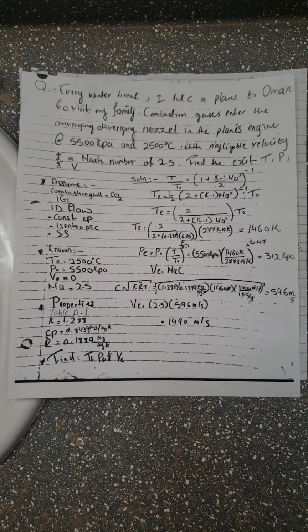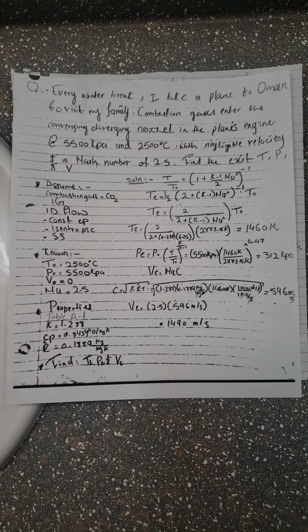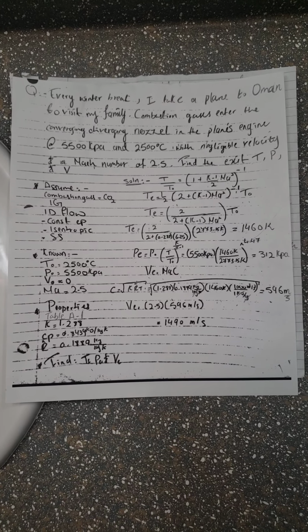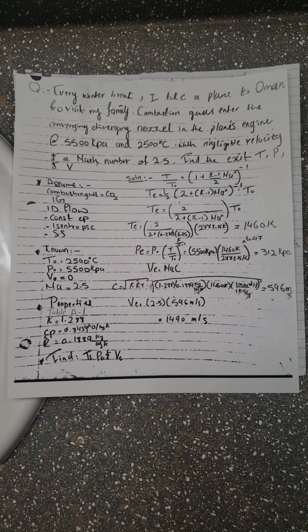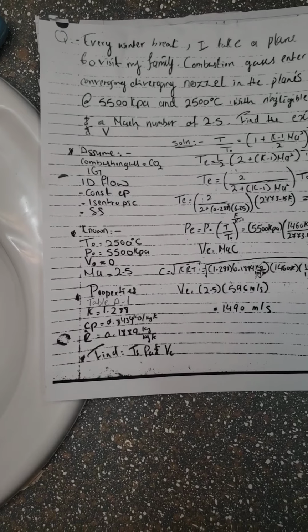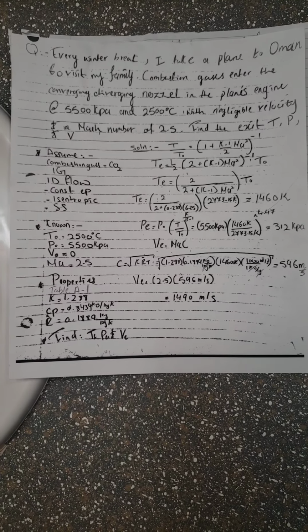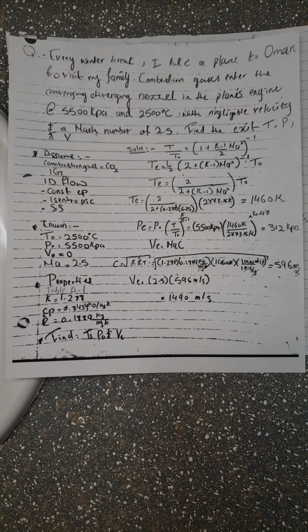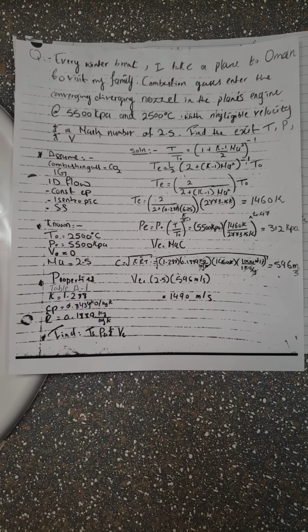IQE 8 calculation question. Every winter break, I take a plane to Oman to visit my family. Combustion gases enter the converging diverging nozzle in the plane's engine at 5,500 kilopascal and 2,500 degrees Celsius with a negligible velocity and a Mach number of 2.5. Find the exiting temperature, pressure, and velocity. We assume that the combustion gases are CO2. Since they're mostly CO2, we assume ideal gas, 1D flow, constant Cp, isentropic, and steady state.